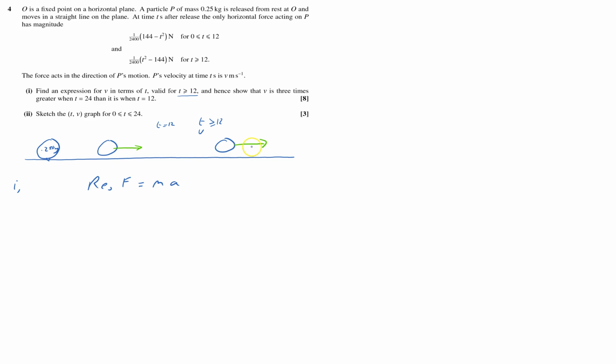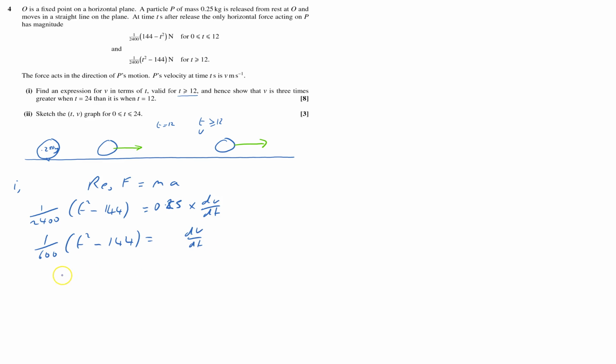The resultant force is the only force, and that is 1 over 2,400 times t squared minus 144. That equals the mass, which is 0.25, times the acceleration. I'm trying to get a formula for v, so I'm going to use dv by dt. If I'd had x, I would have used v dv by dx, but I haven't. So I'm going to multiply everything through by 4, and that gives 1 over 600 times t squared minus 144 equals dv by dt.